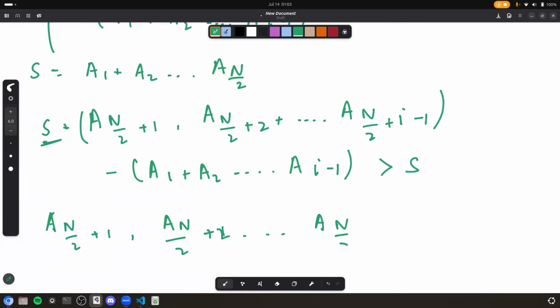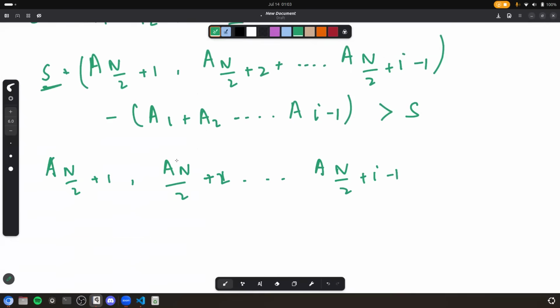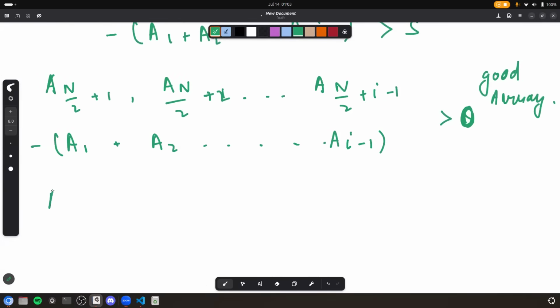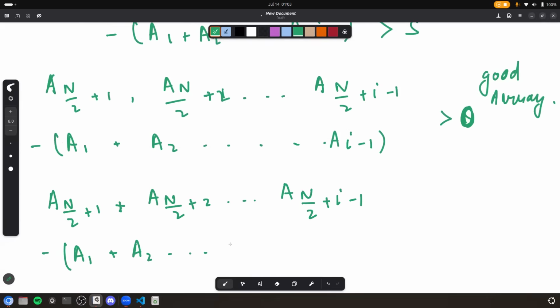And then this will become n/2 + i - 1, minus a1 + a2 till ai-1, greater than 0. Now this is the condition for the array being good. To make the array bad, this would be a(n/2+1), a(n/2+2) till a(n/2+i-1) minus a1 + a2 till ai-1 should be less than or equal to 0 for an array to be bad, not good.